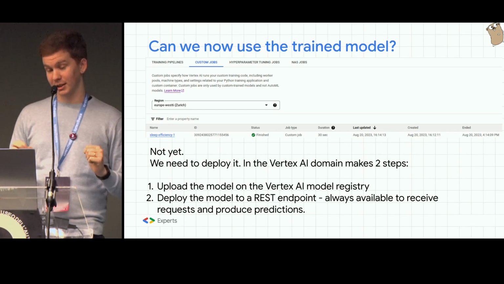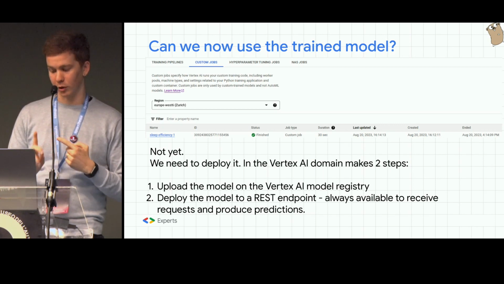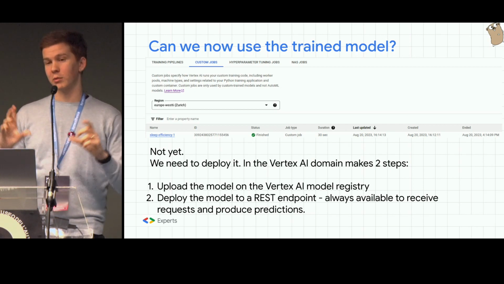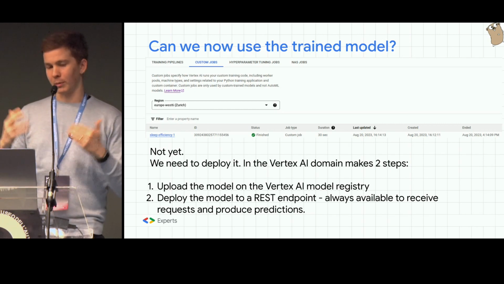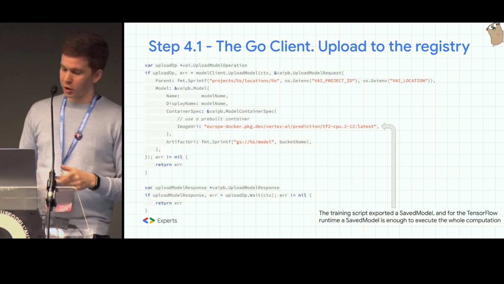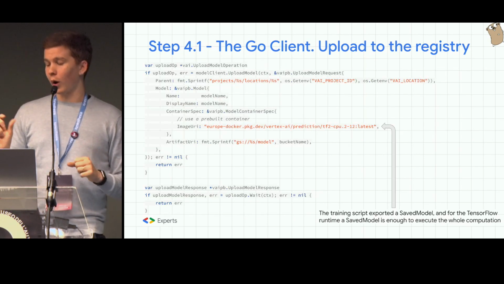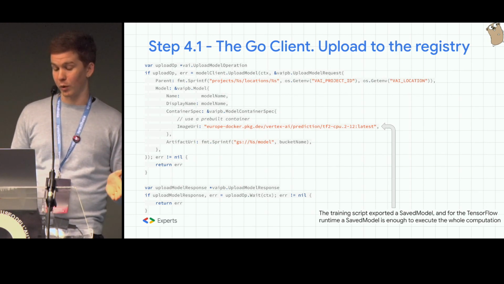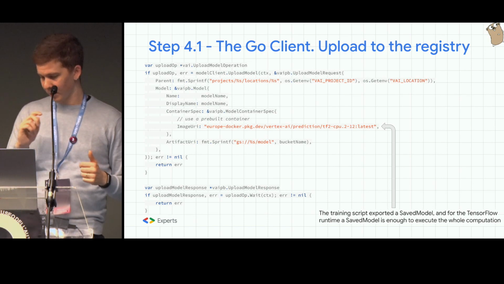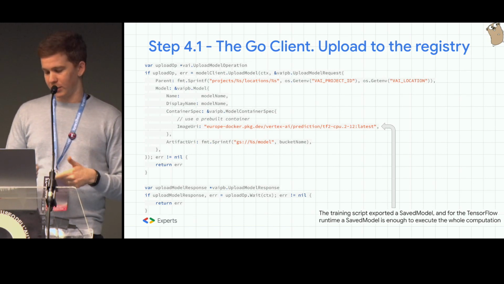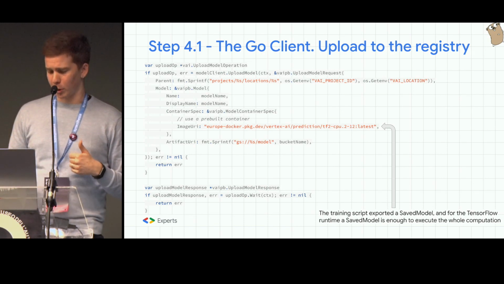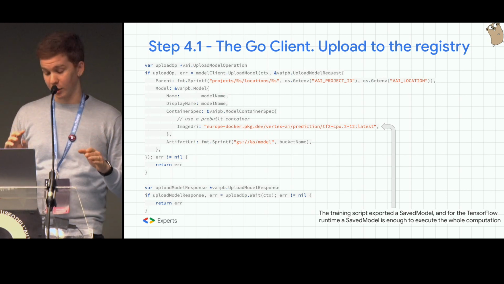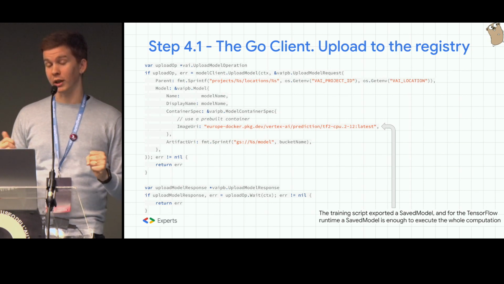We still need to upload the trained model on the Vertex AI model registry, and then we have to expose this model to the public. So we need to upload the model to the registry, and once again, we have the model client with this other RPC call that is upload model, where we specify the model name, and in particular, the important part is the container spec.